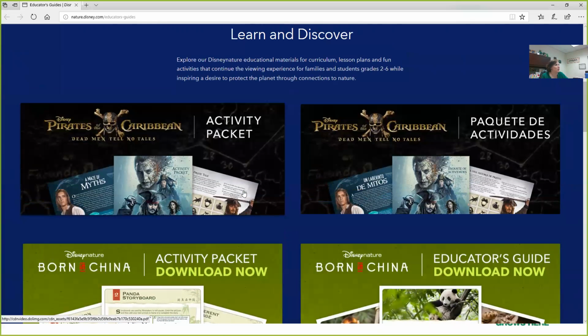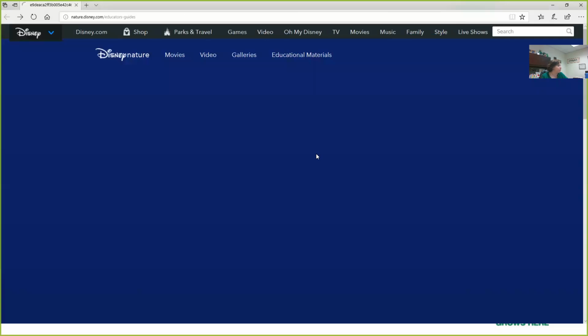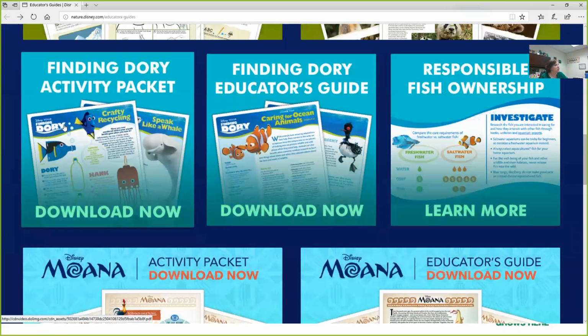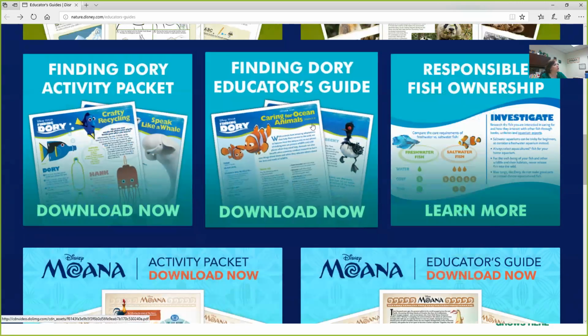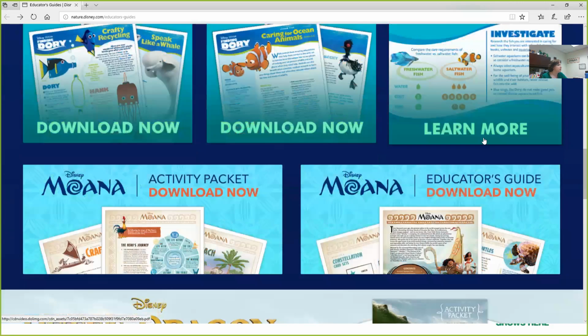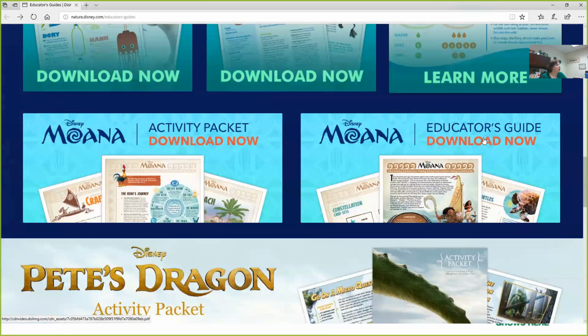So this is what's so cool. So you had Pirates of the Caribbean, and now it probably won't go, but essentially they have little lessons. They're learning about, in Finding Dory, so they may watch the movie Dory and then you do some lessons on activities. So crafty recycling or speaking whale, or they're learning about caring for ocean animals, responsible fish ownership. They've got Moana in there.